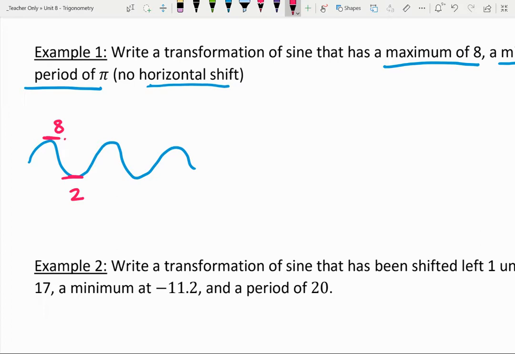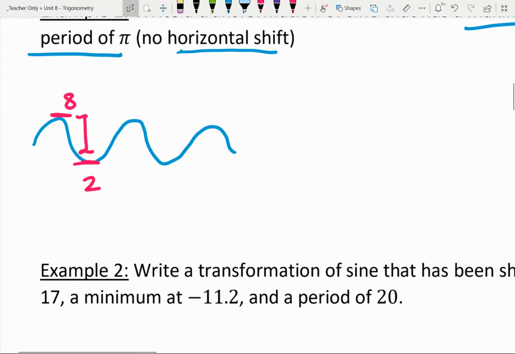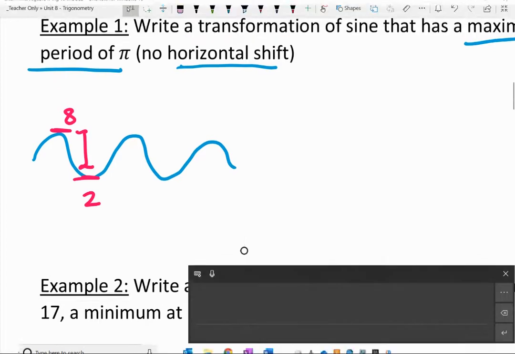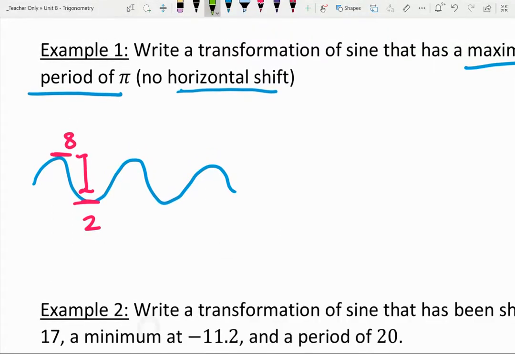Well, if I think about the distance there, the distance between the maximum and the minimum is 6. And halfway between the maximum and the minimum, the average of the two, would be 5. So that 5 is going to be our D value, and then that means that we must have an amplitude of 3 above and below that midline. So that gives us a little bit of information. We have an A value of 3. We have a D value of 5.